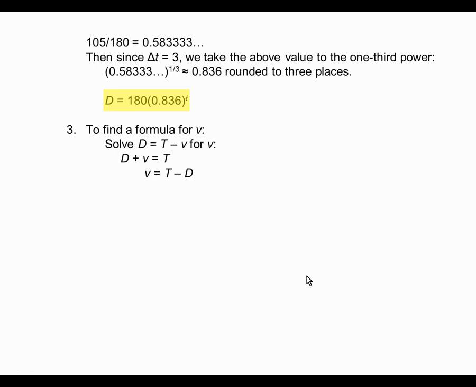Okay, now replace the values of t and d. t we're told is 180, and this up here is the expression for d, so v is equal to 180 minus 180 times 0.836 to the t power. There's your formula for v.